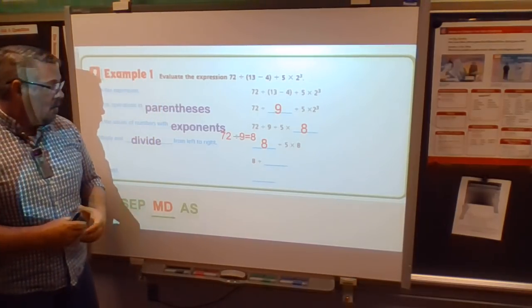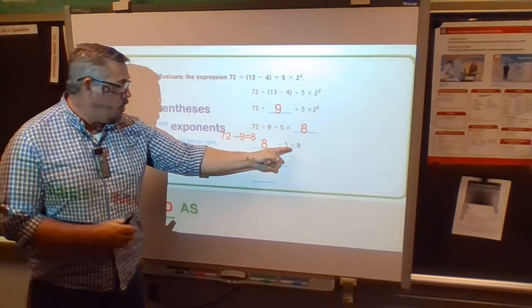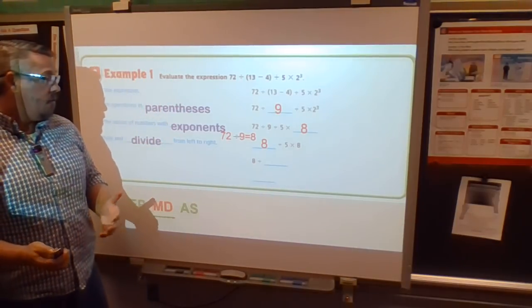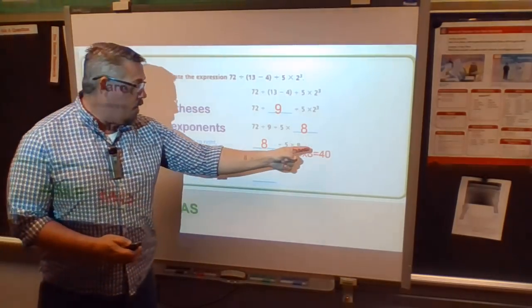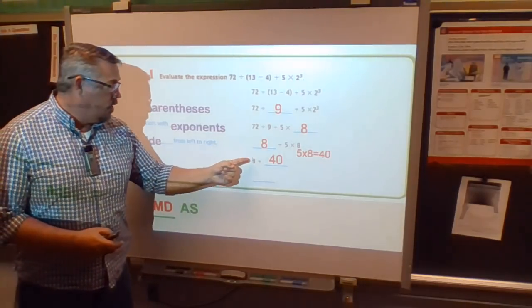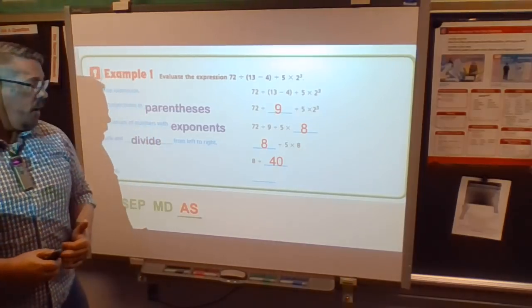Now I'm left with still multiplication and division from left to right because now I have to multiply. So I have my 5 times my 8. 5 times 8 is 40. So I'm going to plug in my 40 here. Now I'm left with 8 plus 40, and 8 plus 40 is 48.